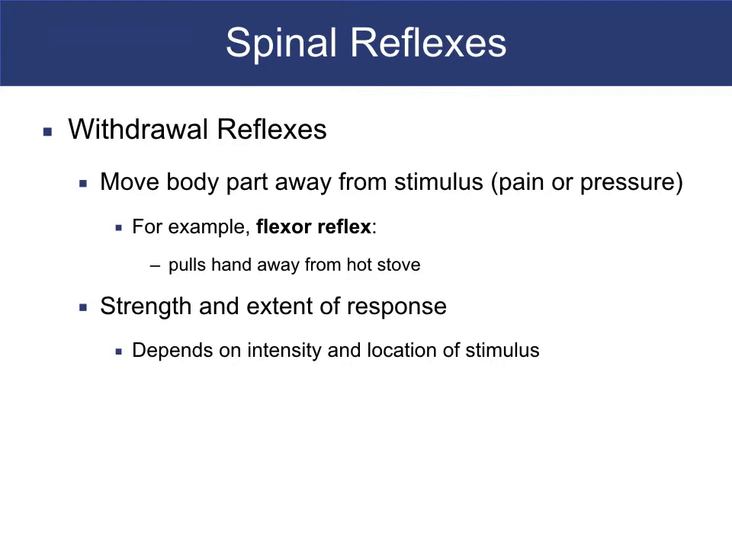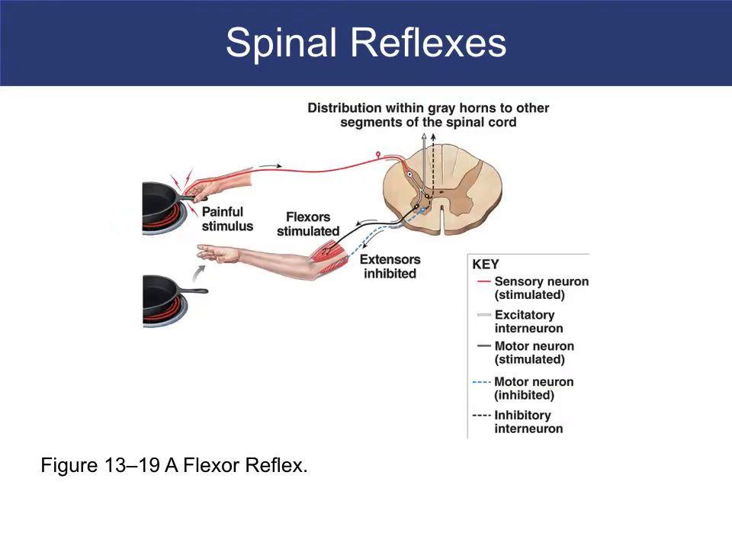So that would be an example of a flexor reflex, that is a withdrawal reflex. Here it is illustrated: pain, hot, sends a message up through the dorsal root into the spinal cord, one interneuron here, and then it sends messages down here to the biceps to flex, to pull it off, right?